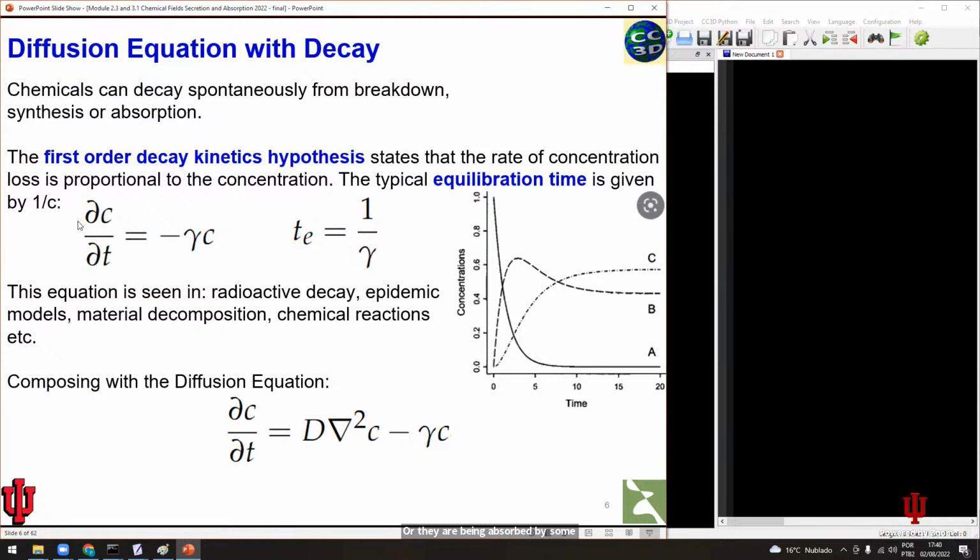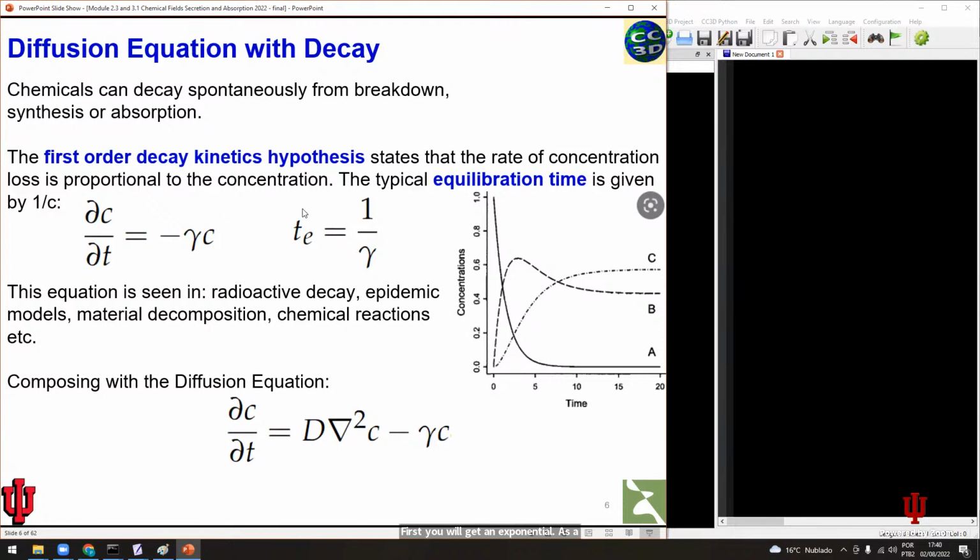So the decay equation is like this: the rate at which the concentration varies is proportional to the concentration, and it is negative. And this coupling constant here, the proportionality constant, we call the decay coefficient. Okay. So this is very, very general. You will see this type of equation in radioactive decay, epidemic models, the decomposition of materials, chemical reactions, etc. And if you solve this equation, it is very, very simple. You will get an exponential as a solution.